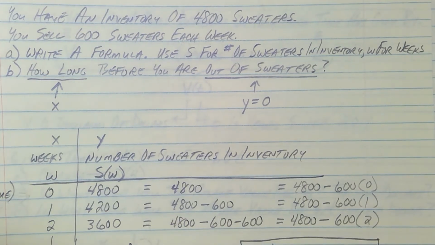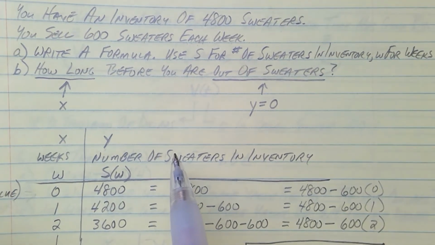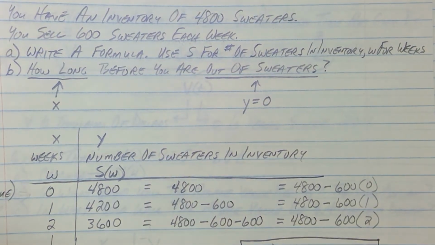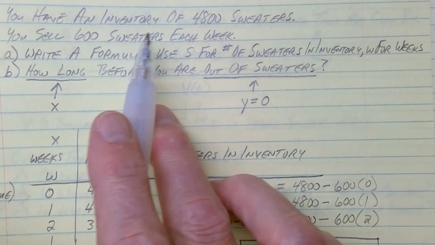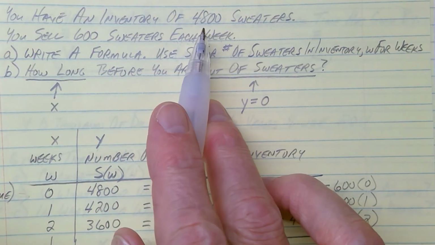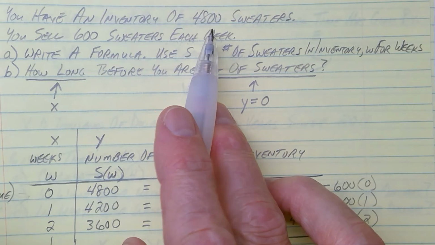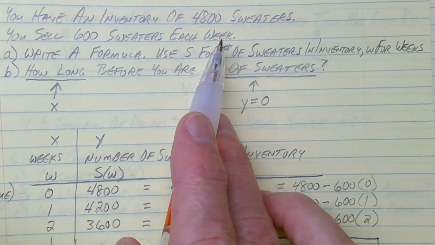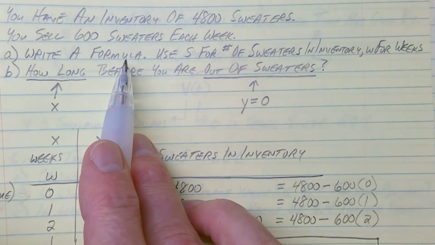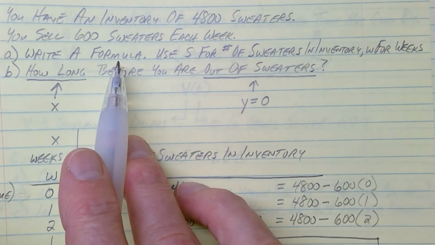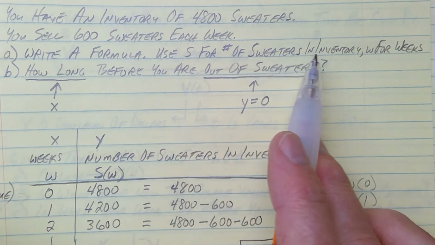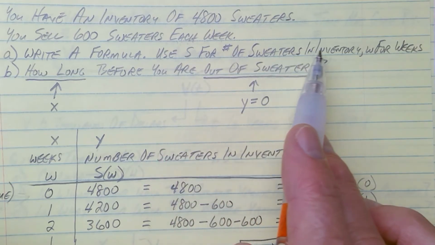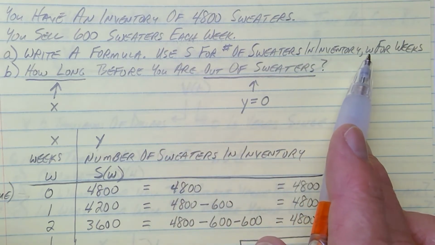All right, now that we know how to isolate a variable, we can put that equation into the calculator and we can go look at the table and we can answer some questions. So for example, you have an inventory of 4,800 sweaters. That's your initial value. You start with 4,800 sweaters and you're selling, or getting rid of, 600 sweaters each week. Well, first step, let's write a formula, something that we can put into our calculator. I'm going to use S for number of sweaters and W for weeks.